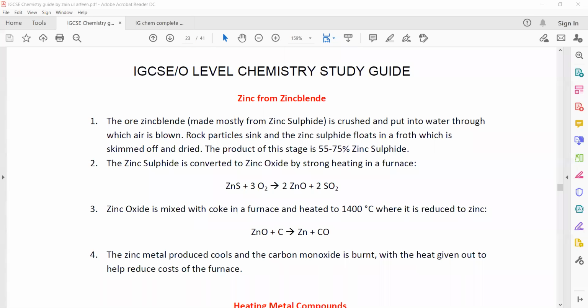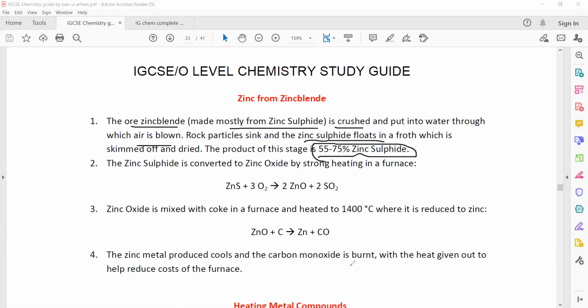So the extraction of zinc from zinc blende. The ore of zinc is zinc blende, mostly zinc sulfide, which is crushed and put into water through which air is blown. So what happened? The rock particles sink and the zinc sulfide floats in a froth, which is skimmed off and dried. The product of this stage is about 55 to 75% zinc sulfide.